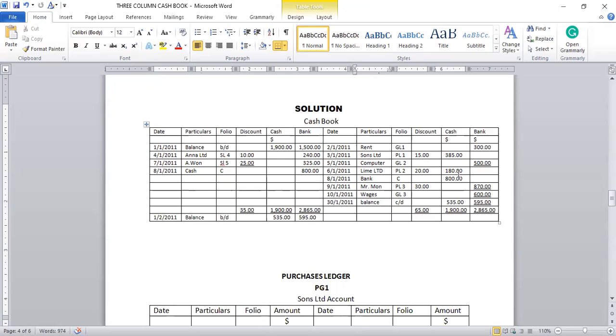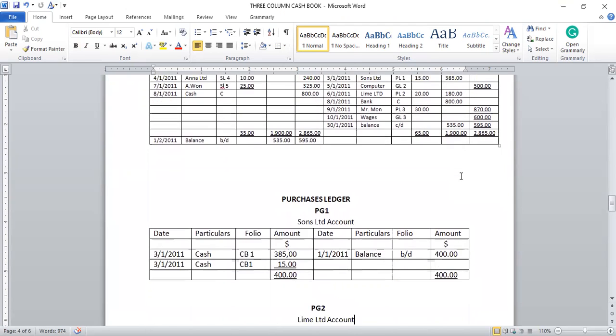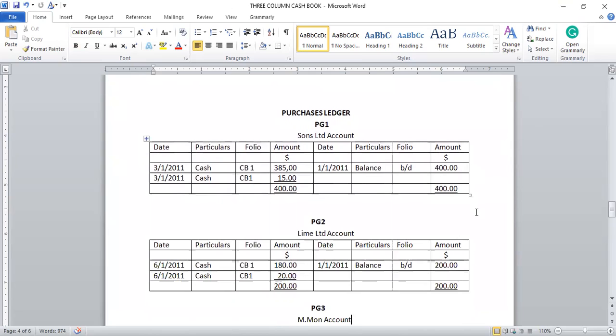He was given a discount of $20. So the cash that was paid was $180. So let us go to the purchase ledger to Lime Limited account who received the amount. So that is going to be debited with the amount. But first we have to show the debt. So credited first, January 1, 2011, particular balance brought down, showing the debt that Mr. Crown owed Lime Limited. Balance brought down $200. Then Mr.